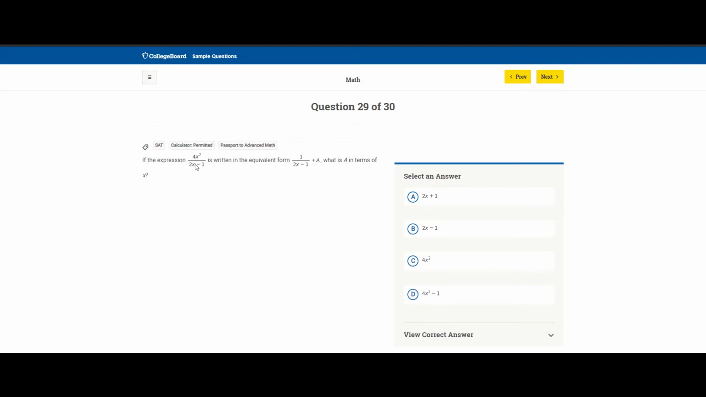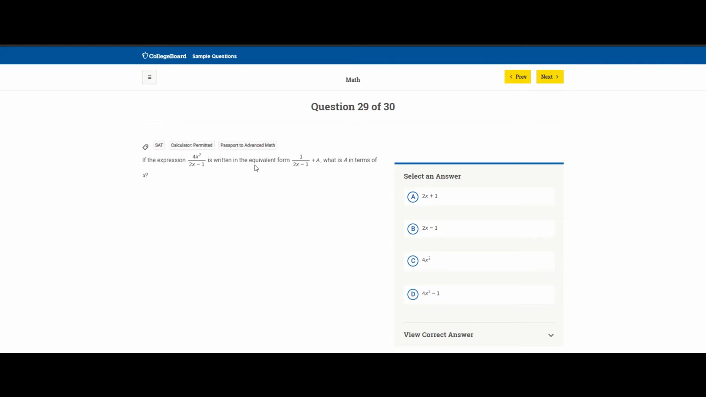Okay. If the expression is written to the equivalent form this, what is a in terms of x? This one is a fun one. This one is second to last question. We do polynomial division. That one's a fun one where you imagine your long division, but it's in terms of polynomials. So it can end up having some very interesting implications. Not really implications, but just figuring out how the heck does this work?